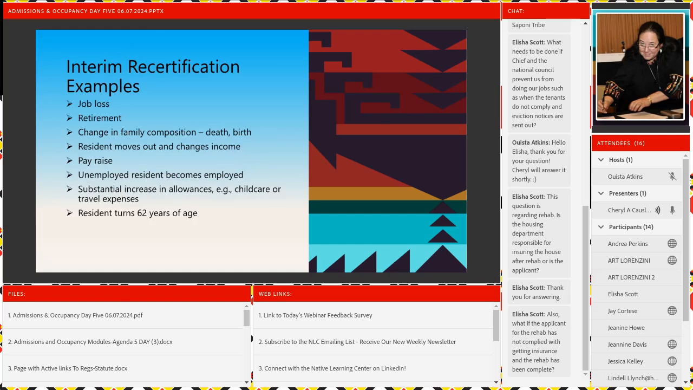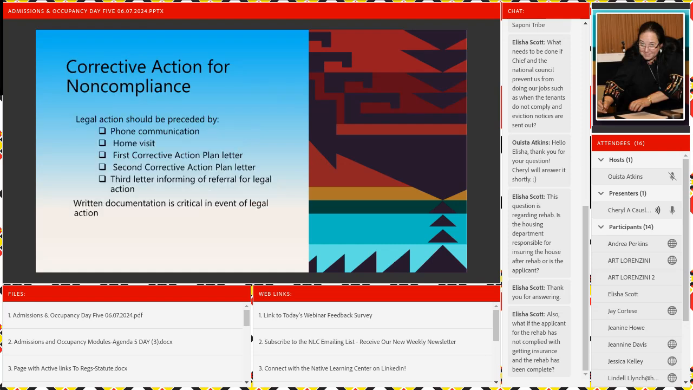Interim recertification examples: job loss, retirement, change in family composition, death, birth, resident moves out, changes in income, pay raises, unemployment, resident becomes employed, substantial increase in allowances, childcare, travel expenses, resident turns 62. Those are also some of the things we would discuss during their pre-move-in. So we would tell them, we need to know when any of these events happen, because it could affect your rent.